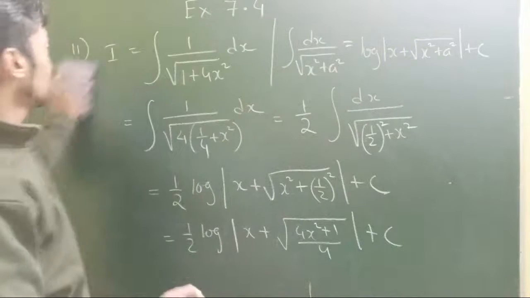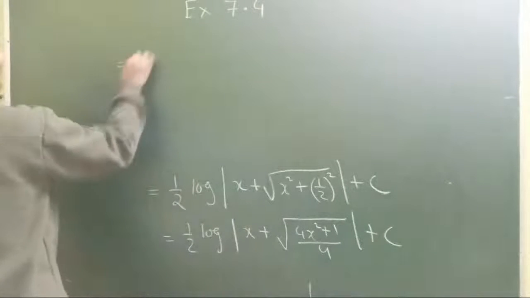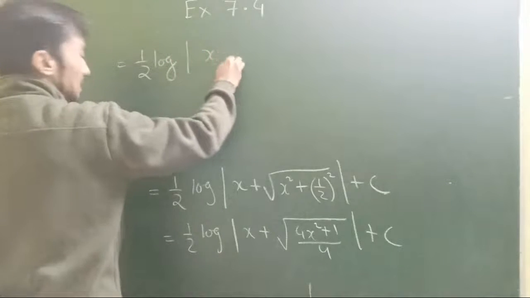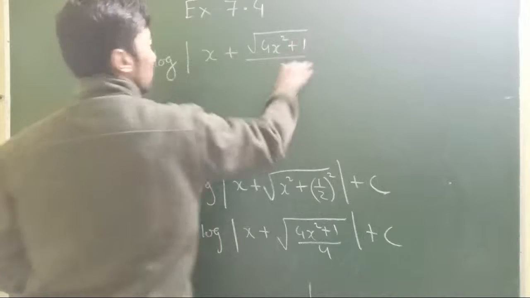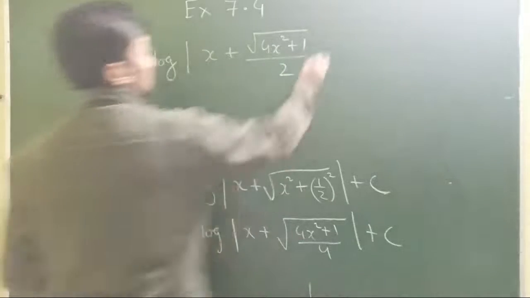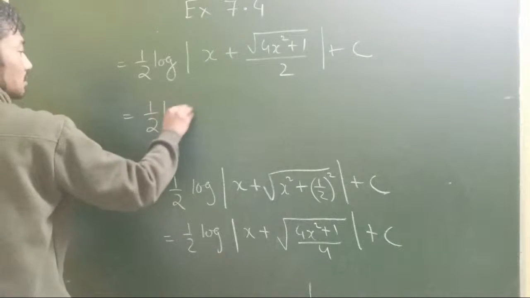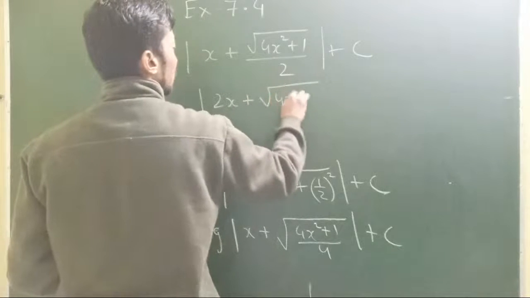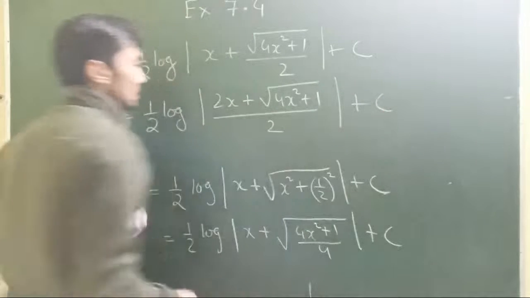Alright, so I'll just simplify this for you. That's going to be x plus root over of 4x squared plus 1 upon 2, because square root of 4 will be 2, plus c. That again can be written as 1 by 2 log of 2x plus root over of 4x squared plus 1 divided by 2 plus c.